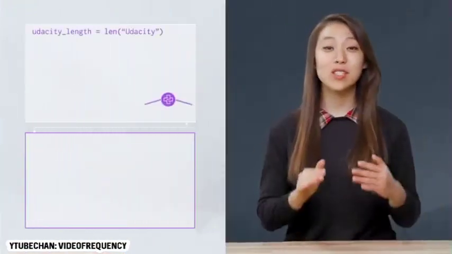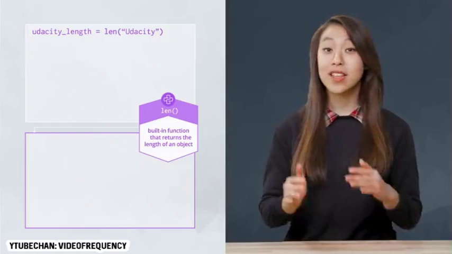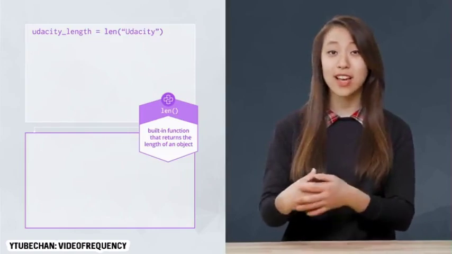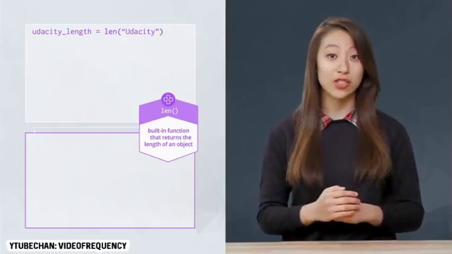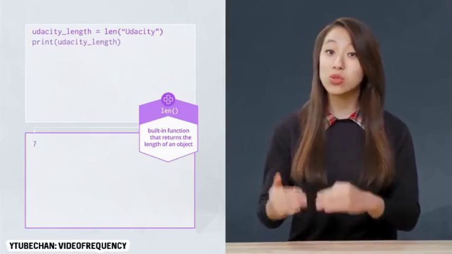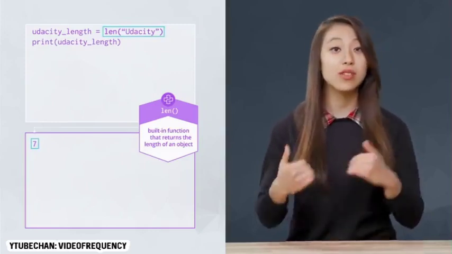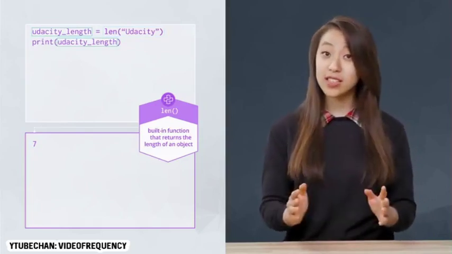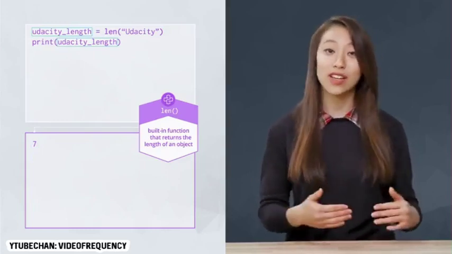A useful function that's built into Python is len, which can tell us the length of a string. This is just the number of characters in the string. Len is like print in that it's a built-in function that takes in a value in parentheses to perform an action. Len differs from print in that it returns a value that can be stored in a variable. In this example, the len function outputs the number 7, which is stored in the Udacity length variable. Built in just means Python provides these functions for us. Later, we'll learn how to define our own functions.